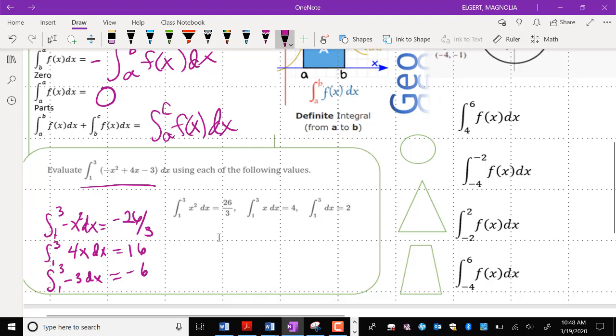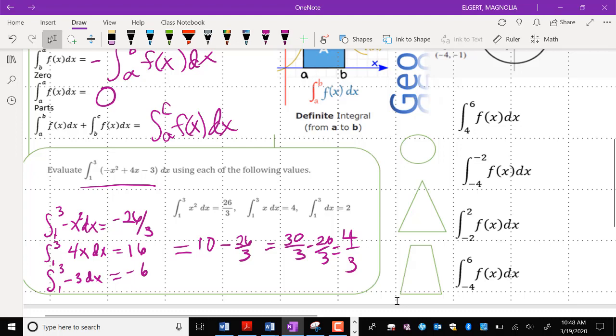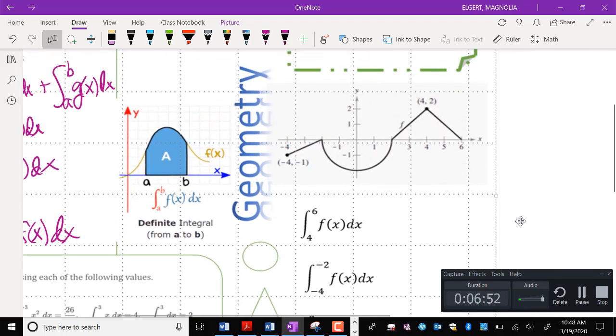So then to get your answer for this, you would add all of these. You might have to get your calculator to add, but that is 4 thirds. All right, so let's look over here at this picture that I have, this geometry picture.